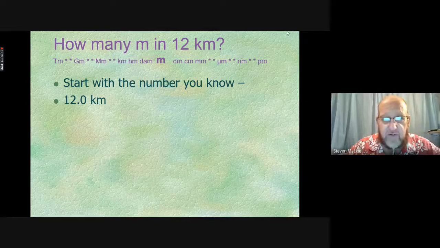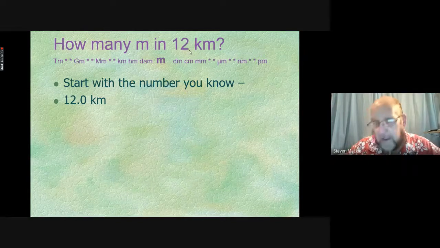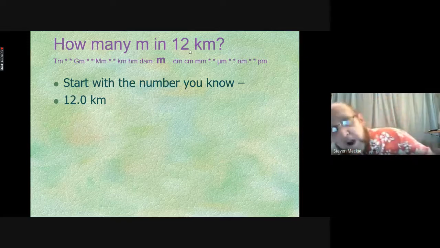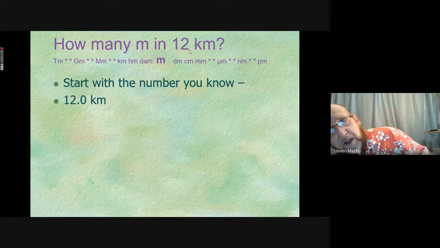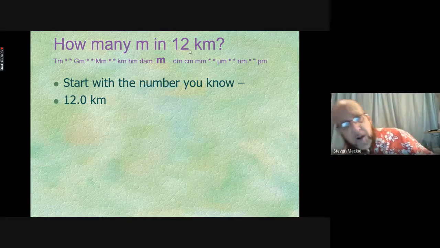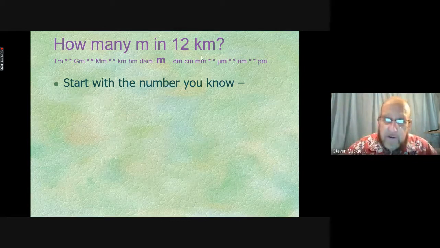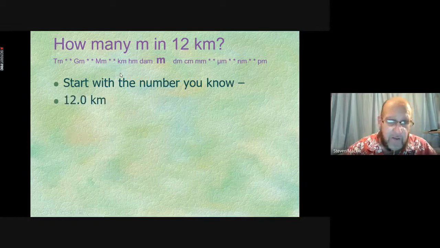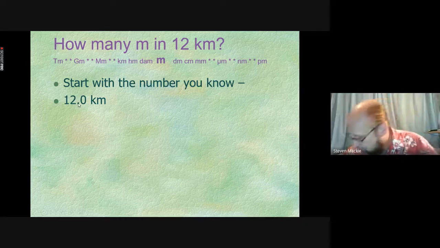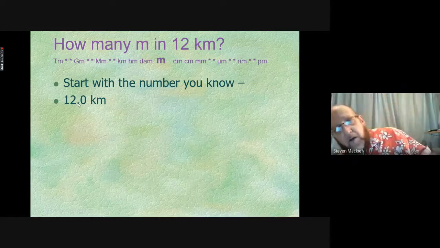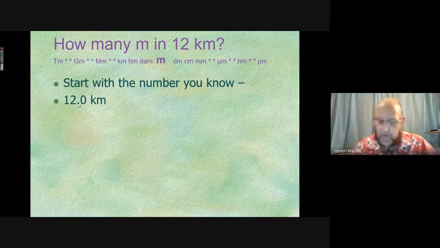12.0 kilometers. I put the decimal place right here where it belongs. Remember, if you don't see a decimal place indicated, then the decimal place is always to the right of the last written number or zero. So even though we don't see the decimal here, it's actually there. We're going to start with what we know, 12.0 kilometers.